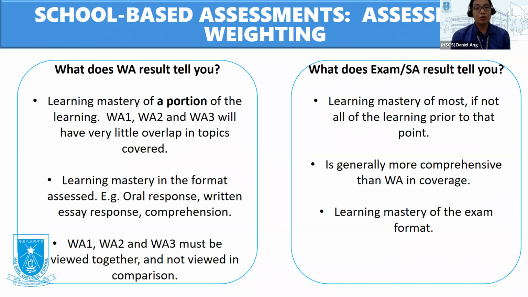And WA1, 2, and 3 must be viewed together because of all this, because of the difference in topics covered and the possible difference in format assessed. They cannot be viewed in comparison. So you cannot look at WA2 and compare the result of WA1, because they could be on very different topics and based on a very different format.